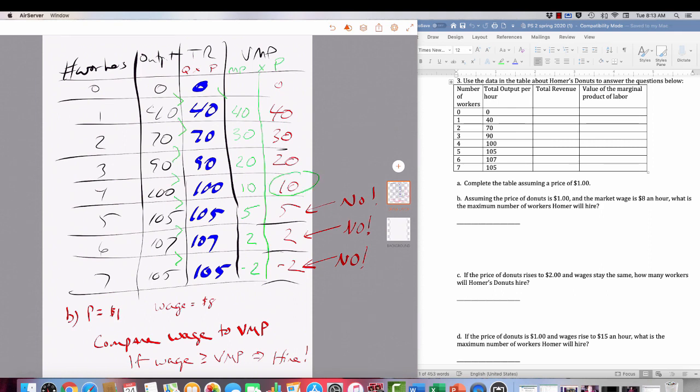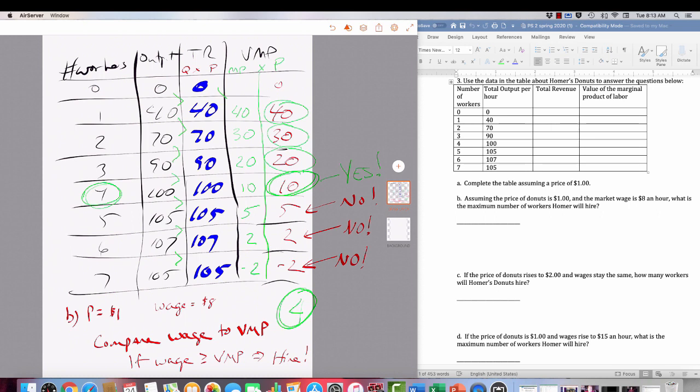But this worker here, worker number 4, they're a yes, because they're generating more than it costs you to hire them. And surely you want to hire all these other workers too. So, assuming the price of $1 and the market wage of 8, how many workers do you hire? The correct answer here is 4. Now the other two parts of this question, part C and part D, they're basically the same question, but you have to change some of the numbers.